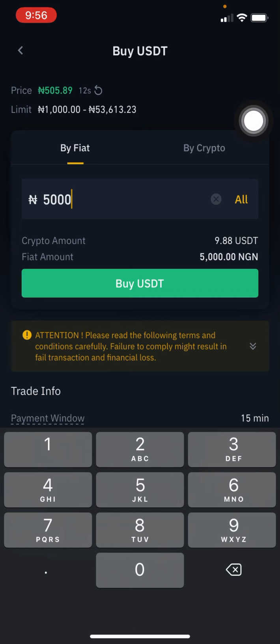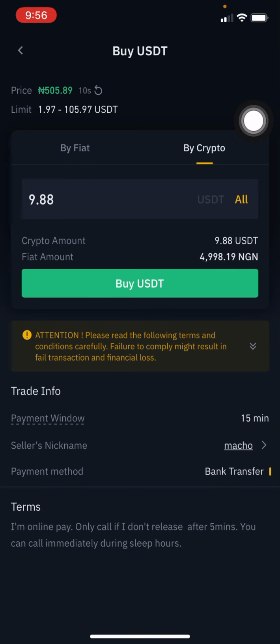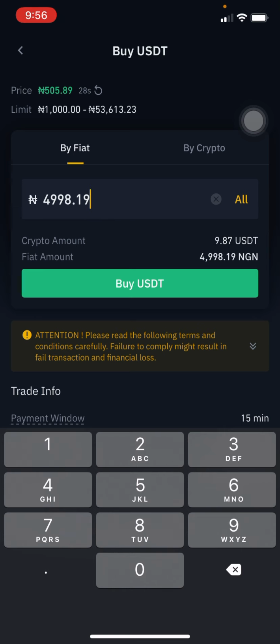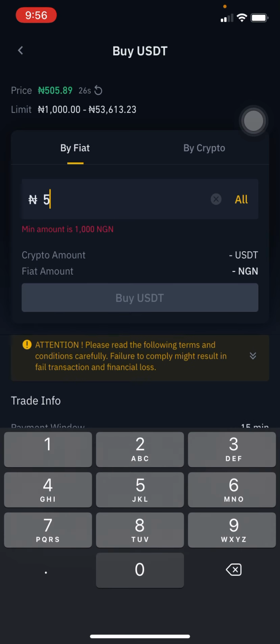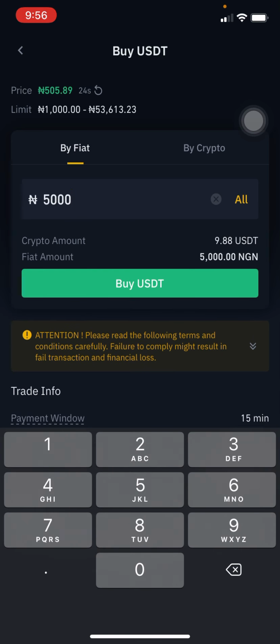If you want to enter it by crypto, you put it by crypto. This is what that 5,000 is. It's not up to $10. So these are the things you need to take note of. Now, the next thing we have to do, once you have put the amount you want to buy, 5,000 USDT.